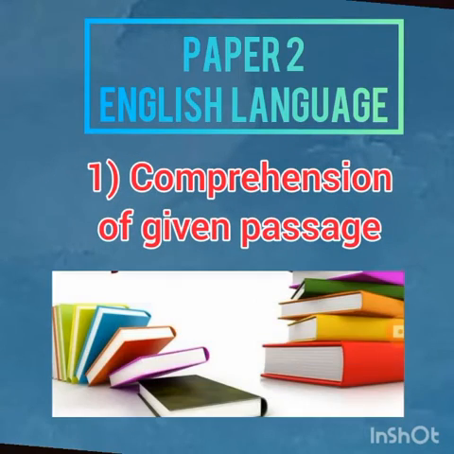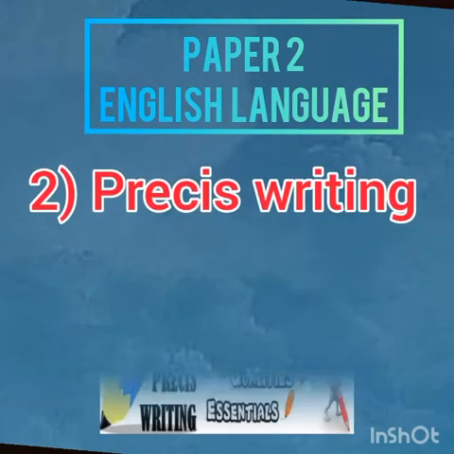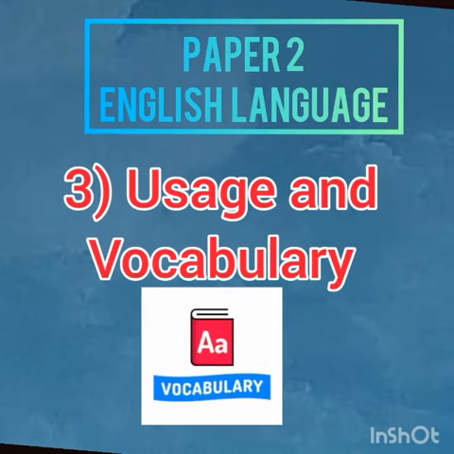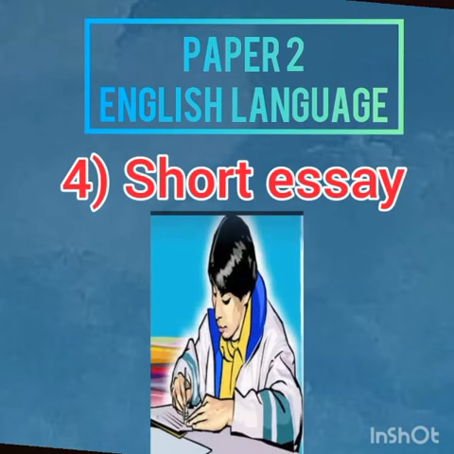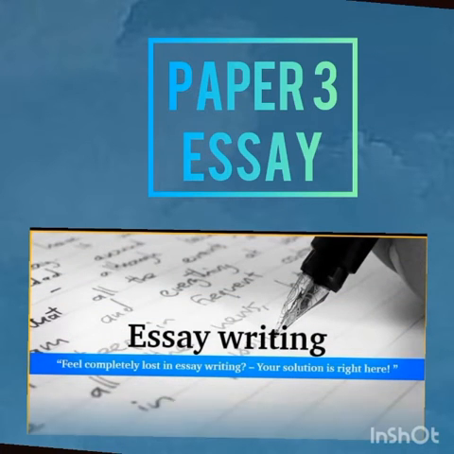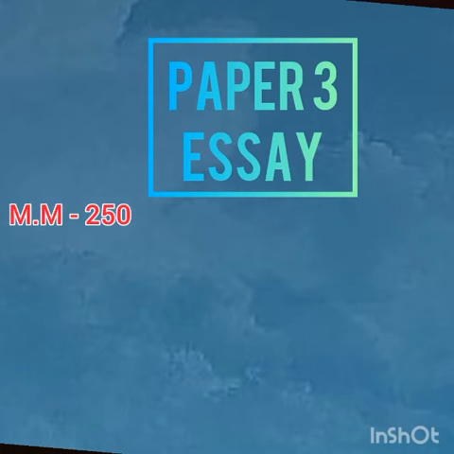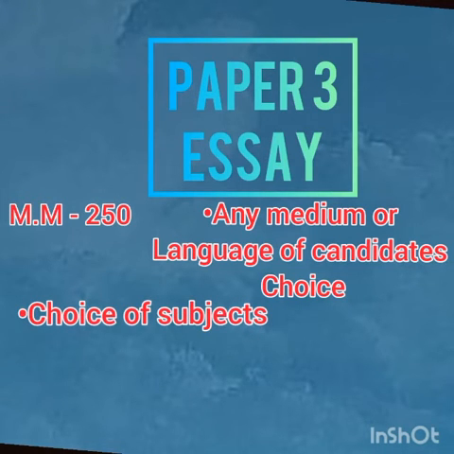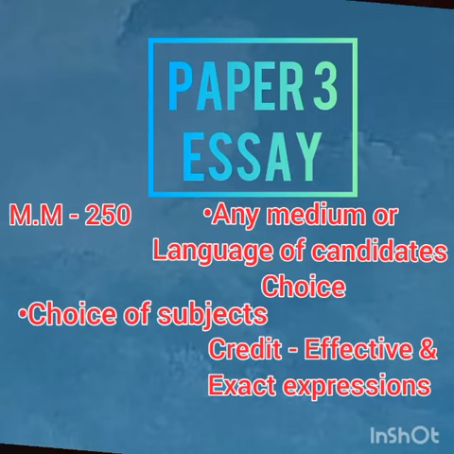The paper pattern of paper 2 is almost similar to paper 1, that is, first, comprehension of given passage. Second, precise writing. Third, usage and vocabulary. Fourth, short essay. Paper 3, essay writing. It is of 250 marks. It is to be written in the medium or language of the candidate's choice. The choice of subjects for the essay will also be given. Credit will be given for effective and exact expression.